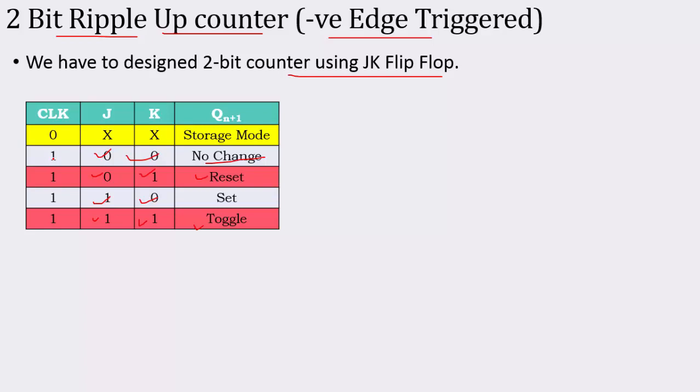And we are going to design a 2-bit ripple counter, which is an up counter. Now, what do we mean by negative edge? It means the output of the flip-flop changes on the negative edge of the trigger. That's why we call it a negative edge trigger.